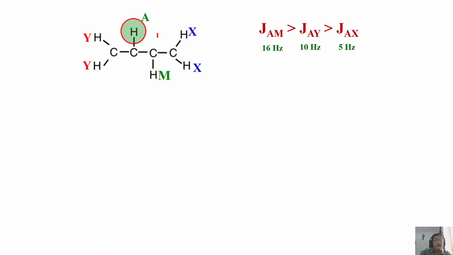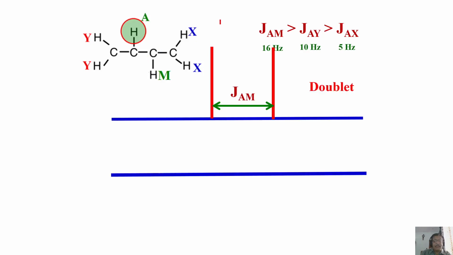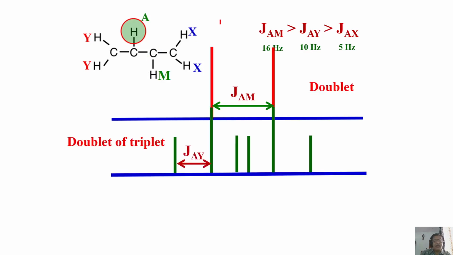That's why. So now I'm taking this molecule, proton A, coupled to the CH2. And now AM is larger. This one, it's a doublet. Then comes AY. Each line of the doublet is a triplet. Then comes AX. Each line of the triplet will become another triplet. Each line is a triplet. See, this is a doublet, and each line of the doublet is a triplet.